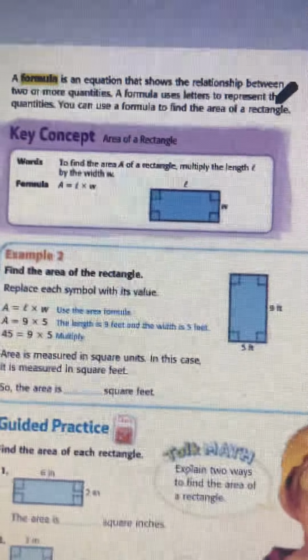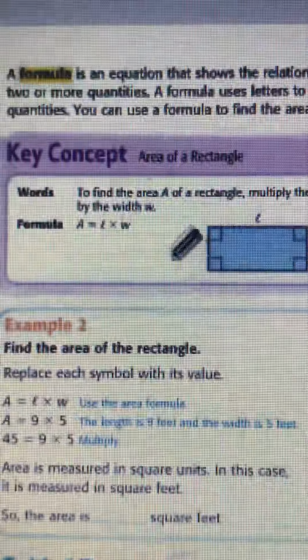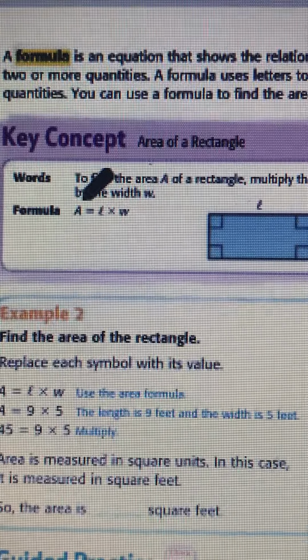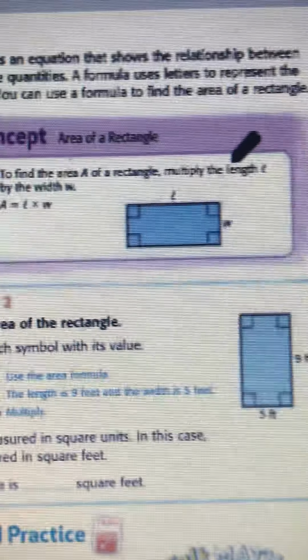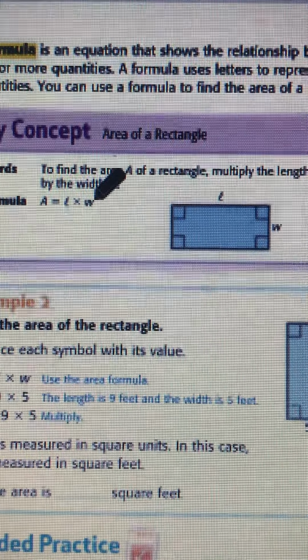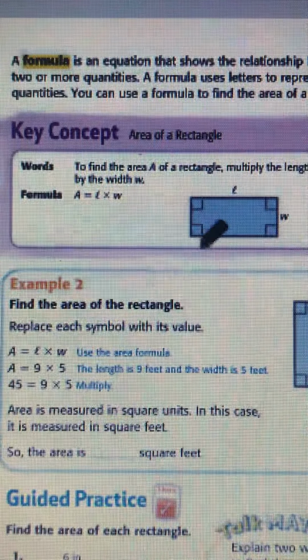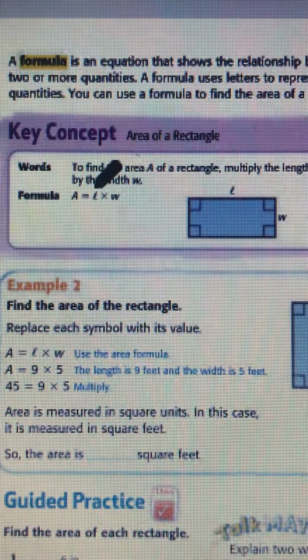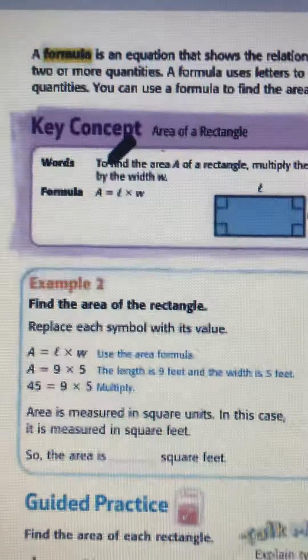So when I ask you, what is the formula in getting the area of the rectangle? When we say formula, we are using letters. A stands for the area, equals, L stands for the length, and then times W stands for the width. Meaning, the formula in getting the area of a rectangle is length times the width. That's what you call a formula. Okay, let's have the next example.